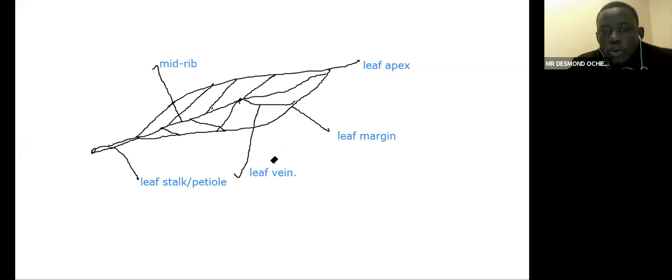Then you have this part. I just wanted to mention that inside the leaf veins is where we have got the vascular bundles, that is the phloem and the xylem. The vascular bundles are found inside the leaf vein, and we'll be able to see their functions. Then we have this part called the leaf apex, the tip of the leaf, and then we have the leaf margin. So I think that is all about the external structure of the leaf.